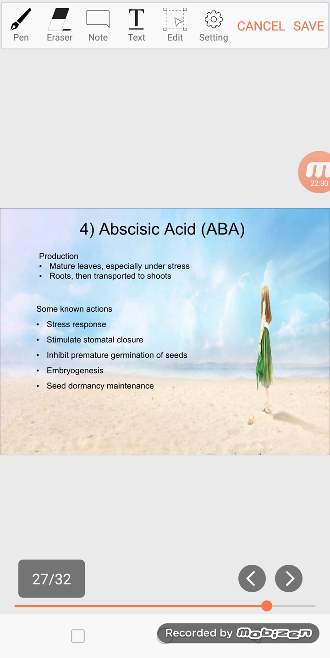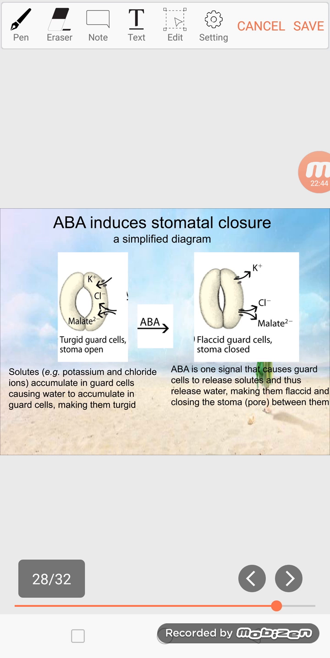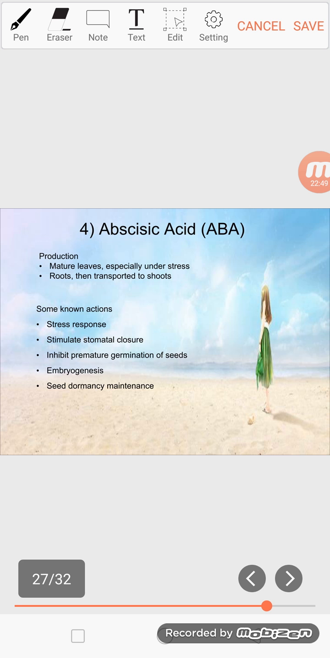Okay, the fourth plant hormone is also known as the abscisic acid or ABA. So kalau abscisic acid ni dia banyaknya dekat mature leaves, especially under stress, and also dekat roots, and then dia akan transport kepada shoots. Okay, so remember tadi bila kita kata tadi abscisic acid ni dia under stress.